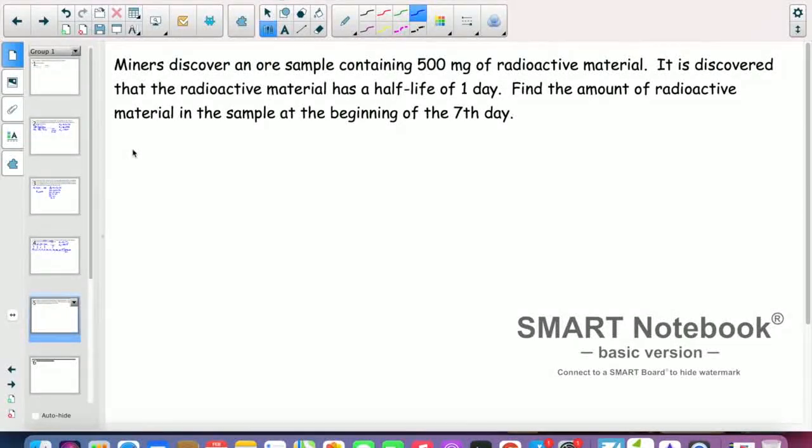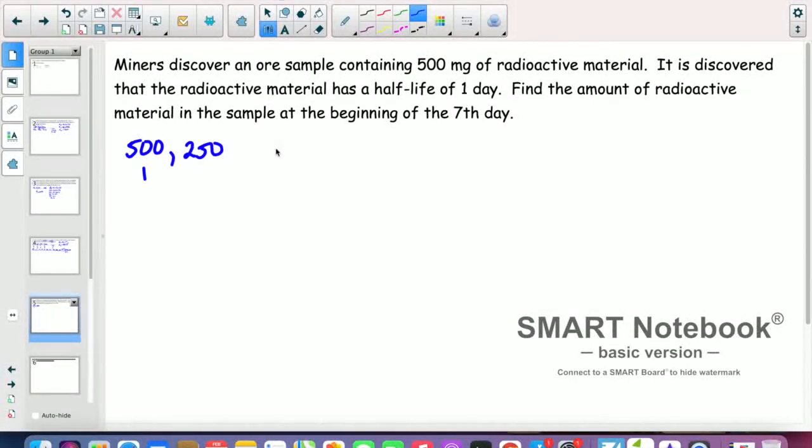So if you're thinking about what this pattern is telling us, the first day we have 500 milligrams of a radioactive material, and that material is decreasing. Its half-life is 1 day. So this is day 1, at the beginning of day 1. At the beginning of day 2, we have 250. We're dividing this by 2 each day, which means we're multiplying by 1/2. So the definition of a geometric sequence, our R value is what we multiply by.